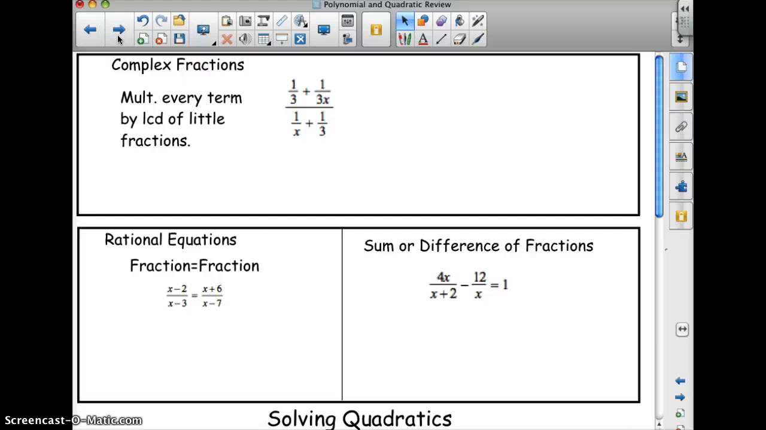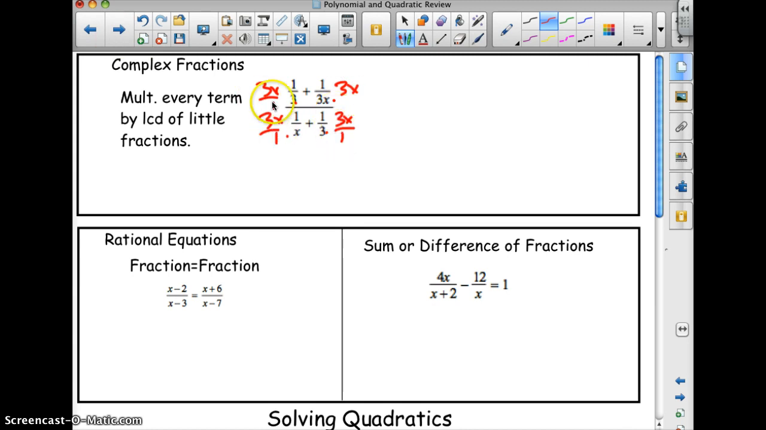With complex fractions like this, remember, the way I teach this is to multiply everything by the LCD of all the little fractions. So the LCD of all the little fractions, I have 3, 3x, x, and 3. The least common denominator for all those is 3x. So I'm going to multiply every term by 3x.